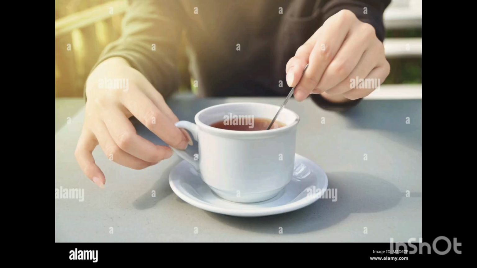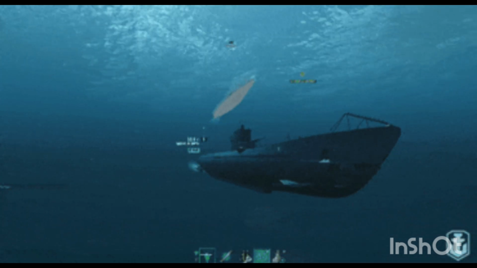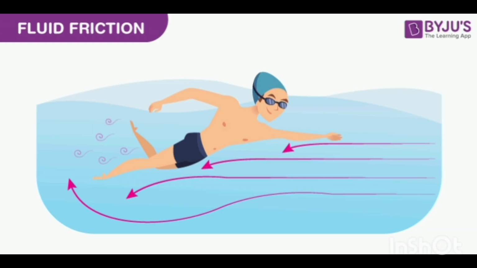Stirring coffee with a spoon, where the molecules of the coffee interact with a different matter causing friction. Sailing of a submarine with a streamlined structure is also an example of fluid friction. When we are swimming in water, that is also one kind of fluid friction, where the swimmer, in order to move forward, pushes water backward. These are a few examples of fluid friction.